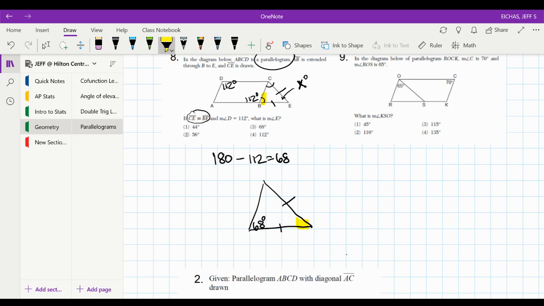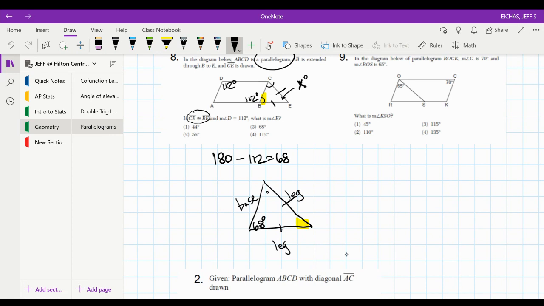Okay? So be a little bit careful. With isosceles, these are the legs, right? So the angles across from the legs are equal. This side is considered the base. The base angles are equal. Think, add to 180. You'll finish it off.